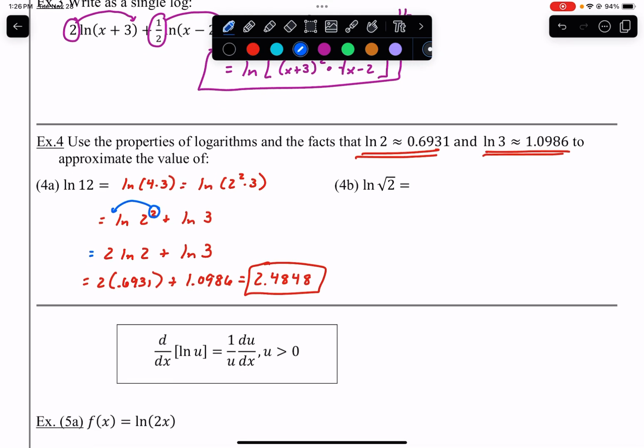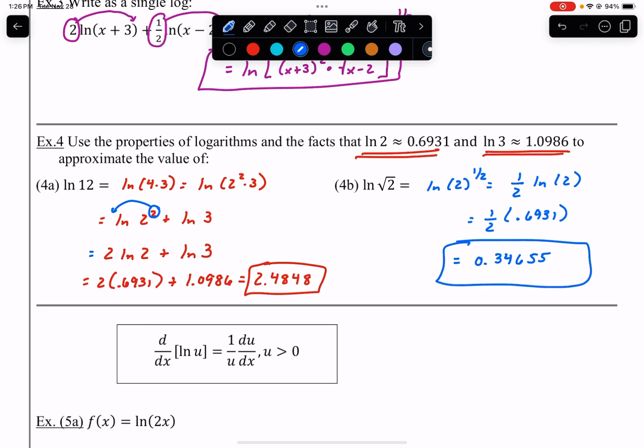You also have a square root here, so if you know that, you can change this to 2 to the 1/2. Now you can just write it as 1/2 times ln of 2. And that's a pretty easy one to get to. So 0.6931. You can put a 0 in the front if you need to, but my decimal's pretty clear. So you ended up with 0.34655. I always like keeping a few extra decimals with logarithms. It actually comes in quite handy. If you round too early, you're going to significantly affect your answer with logarithms. So I always like to keep a few extra when possible.